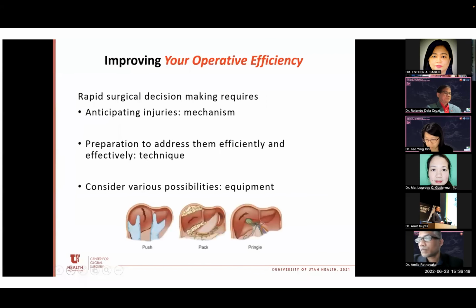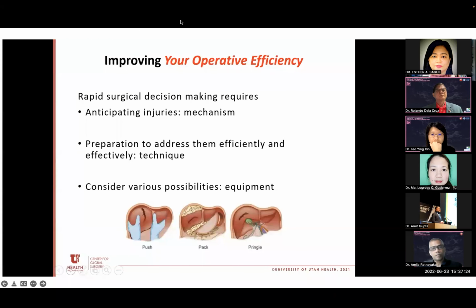Obviously, your own technical operative efficiency is important. And so your ability to rapidly make surgical decisions requires anticipating the injuries. And we'll talk a little bit about how mechanism plays a role here. You also need to think about preparation to address these different injuries effectively and efficiently, and so your technique makes a difference. And then obviously for different types of injuries, there are different possibilities of control, and you need to think about what equipment you need to use.